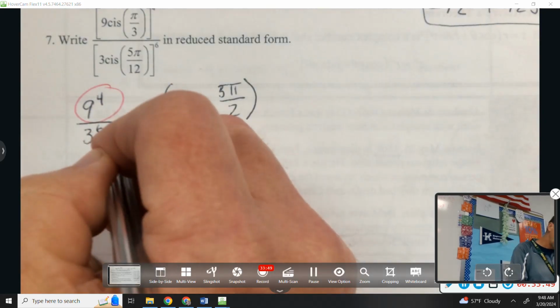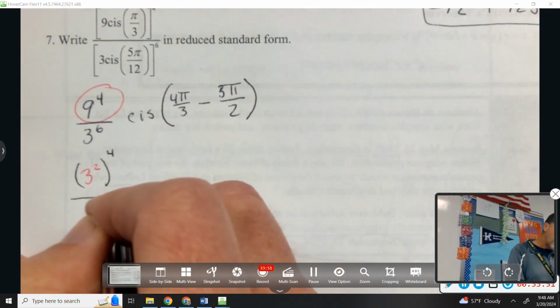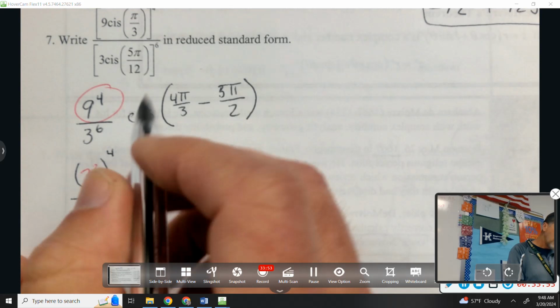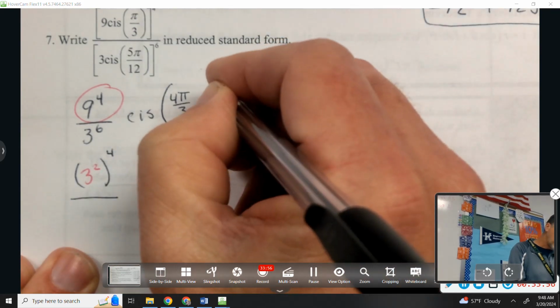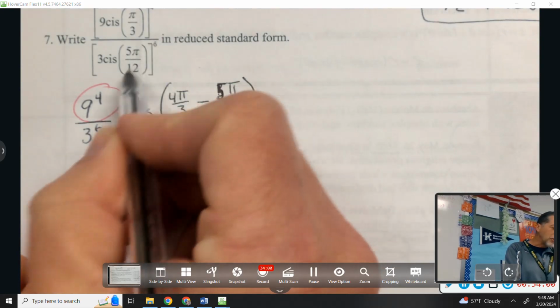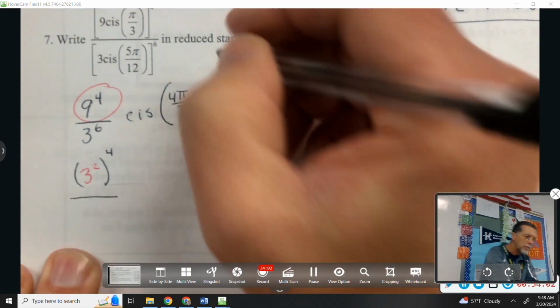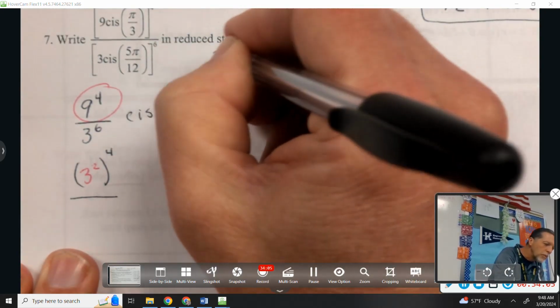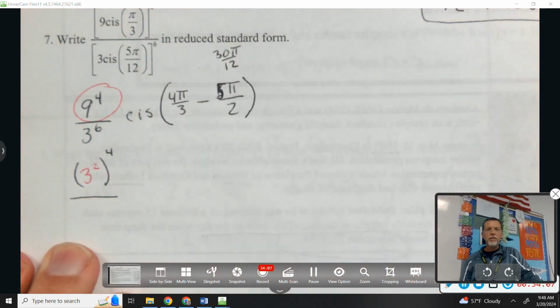Why is it 3π/2? That's what 9 is. That's a 5. I reduced the 6 and the 12 rather than doing, I guess I could have shown 30π/12 and then reduced it to 5π/2.